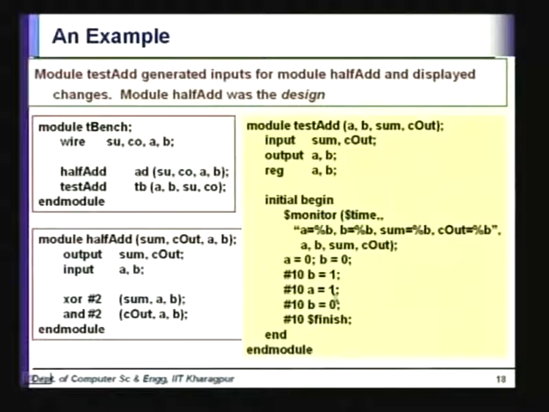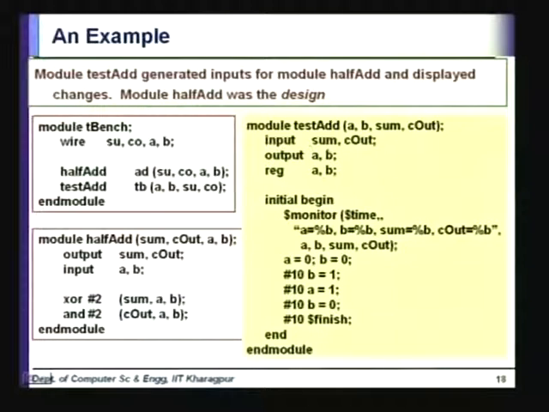Let us look at this example which has a half adder here, which is the design under test. The half adder has the sum and the carry as the output, and A and B are the inputs. Okay, and it uses the XOR gate for computing the sum and the AND gate for computing the carry out. So all of you are familiar with half adder, right? Now, the test bench is the bench which instantiates this half adder, and it also adds the test module, which is this testAdd.